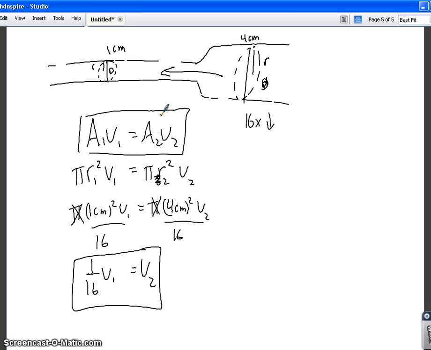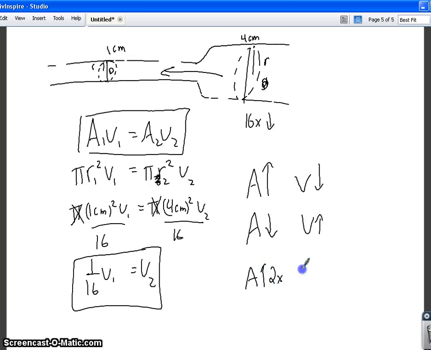So area and velocity are inversely related. When area goes up, velocity goes down. When area goes down, velocity goes up, and they are inversely squared related. So when the radius goes up by 2, velocity goes down by 4. So these are an inverse square relation.